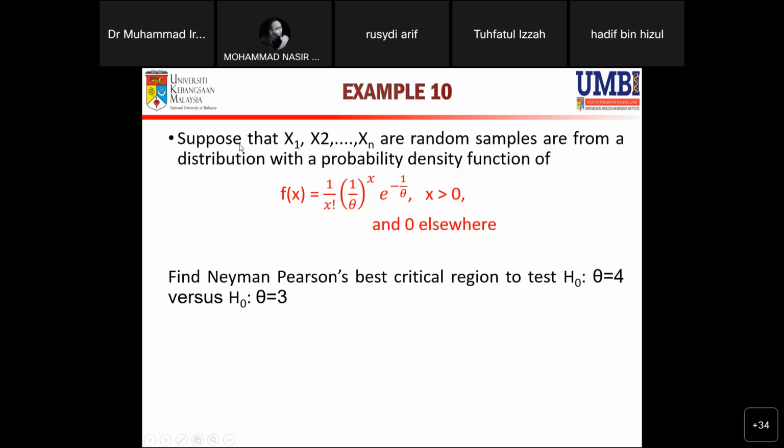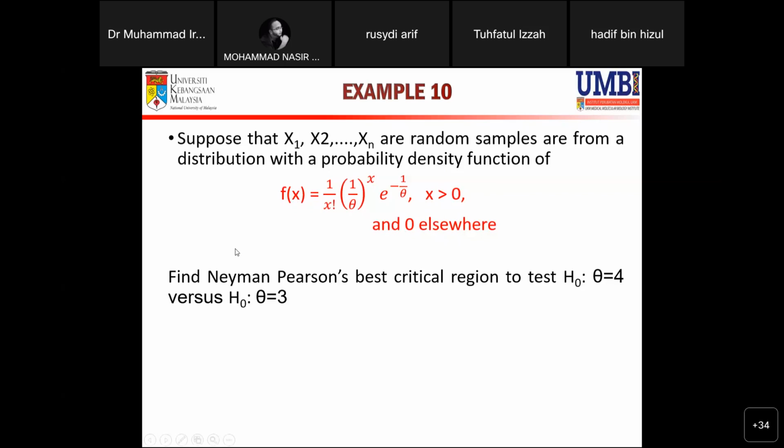Suppose that we now have a random sample from a distribution. It's n random samples, x1, x2 until xn. Our random samples are from a distribution with a probability density function of this form, where x is more than 0. If x is not more than 0, that is, if x equals 0 or is less than 0, then the density function will be zero. So we can only assume positive values for x.